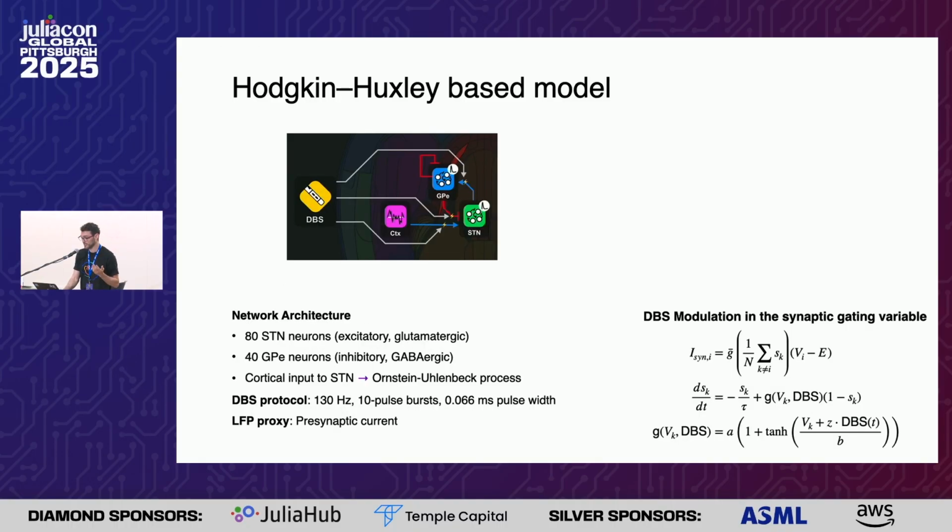So in particular, we model the DBS effect, the stimulus effect, directly in the connections that are known to be affected by the stimulus, namely the cortex to STN, STN to GPE, GPE to STN, but not the GPE collaterals. So here you have some classical conductance-based synaptic current. S sub k are the synaptic gating variables. And here, in this rate function, is where the DBS comes into play.